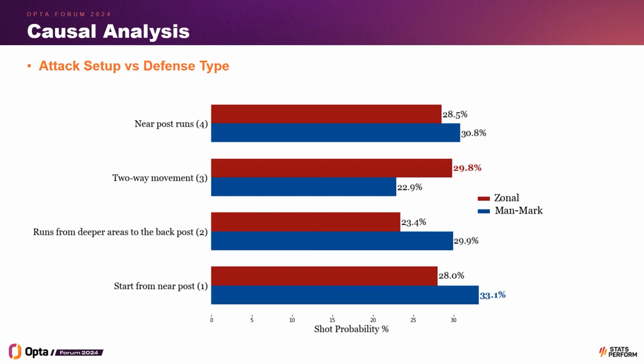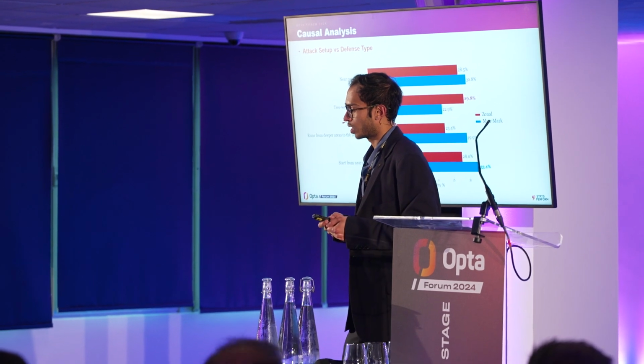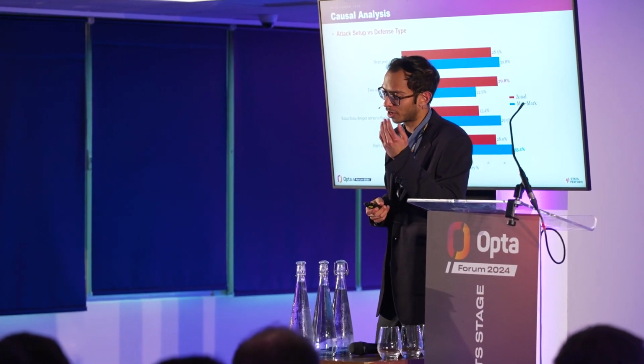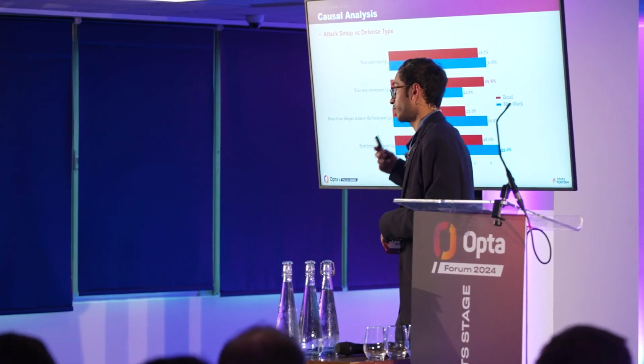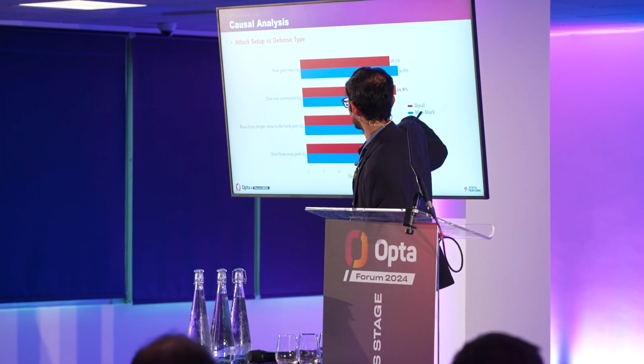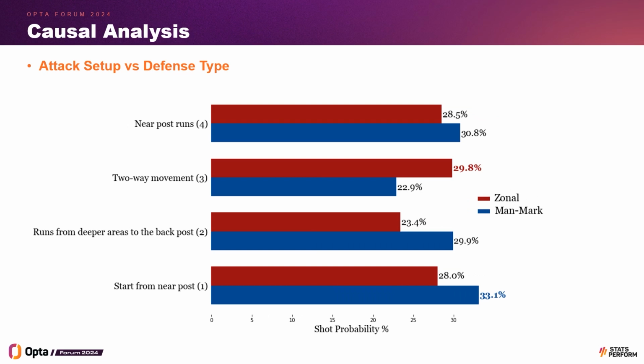Particularly against zonal defense, it was seen that when the attackers made two-way movements, that is, when they attacked the near post as well as the far post, their probability of producing a shot was higher. And against man-marking, when they started their runs from the near post, they were largely successful in getting shots away. This enables us to find the optimal matchup for various types of attacking routines against various types of defenses, as well as various corner types.